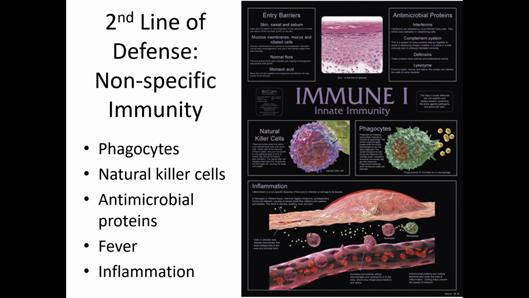So that was the first line of defense, these chemical and physical barriers. Now let's move into the second line of defense, non-specific immunity. This is still part of the innate division. We have cells called phagocytes, which we'll talk about, natural killer cells, proteins that play roles fighting off harmful microorganisms, and then two processes, fever and inflammation.